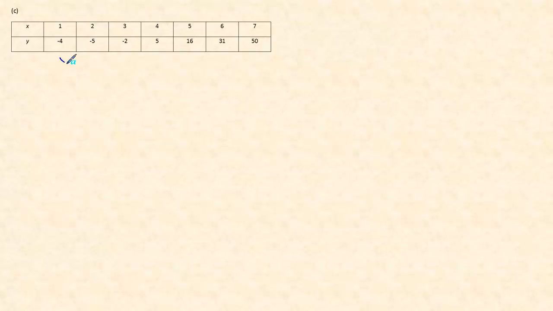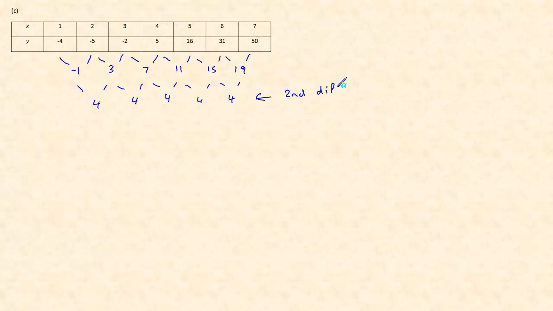Then in part C, the difference is negative 1, then positive 3, then positive 7, so 16 take away 5, that's 11, so this one's 15, and then this one's 19, so that's 4, 4, 4, 4, 4. The second difference is the same, so that implies quadratic.